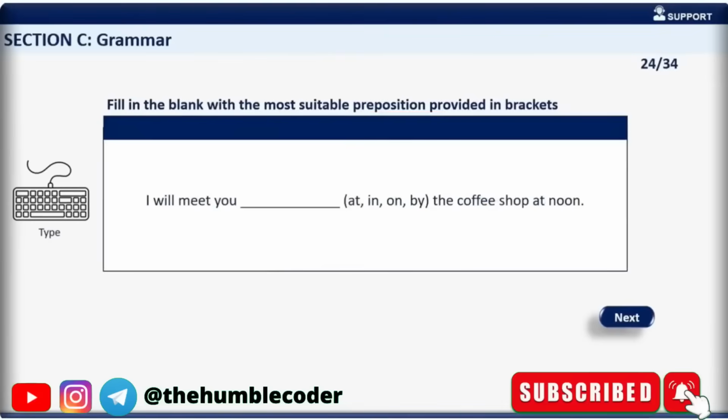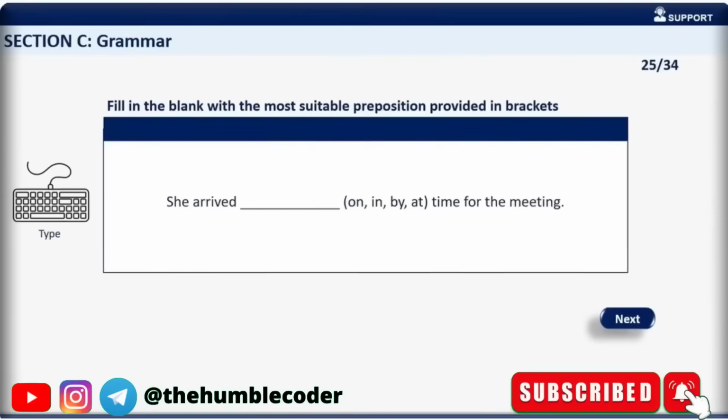Moving on to the next question. I will meet you dash the coffee shop at noon. The options that we have are at, in, on or by. The correct answer in this case is going to be I will meet you at the coffee shop at noon. Moving on to the next question. She arrived dash time for the meeting. The options are on, in, by and at. The correct answer is going to be she arrived on time for the meeting.